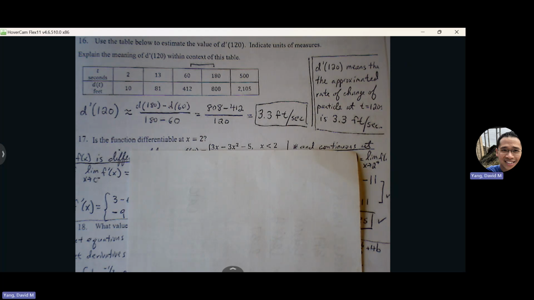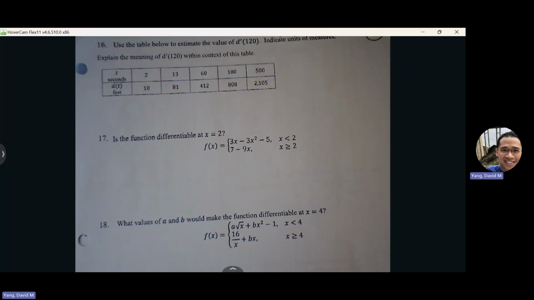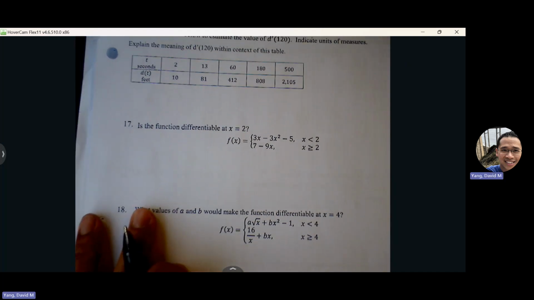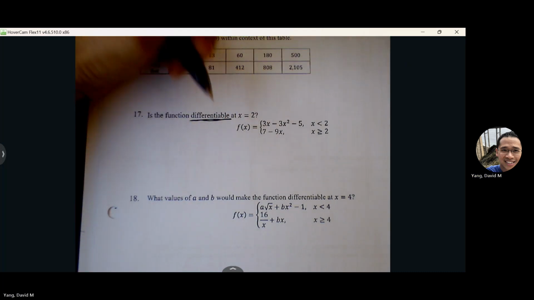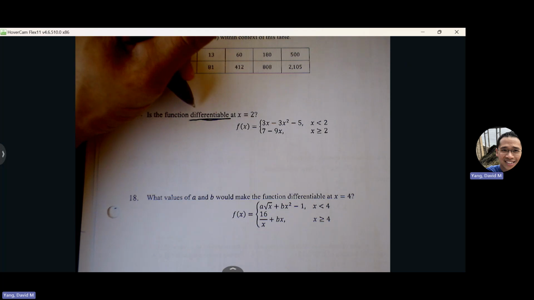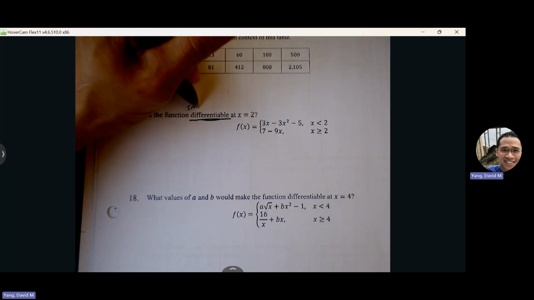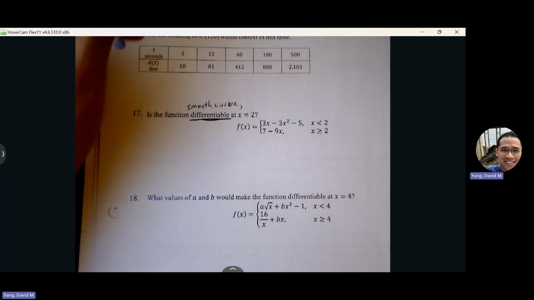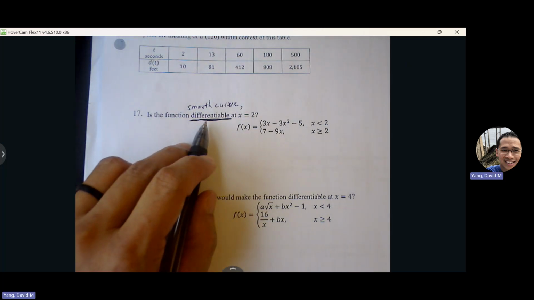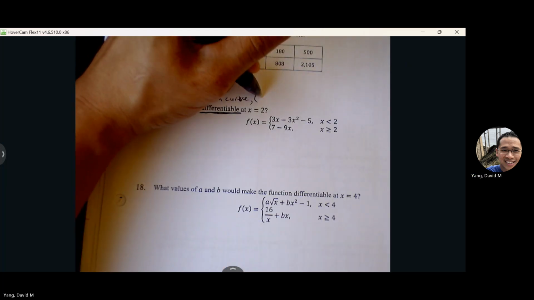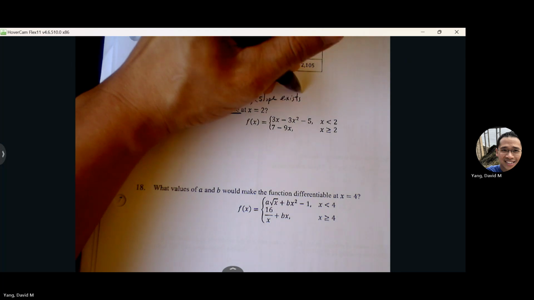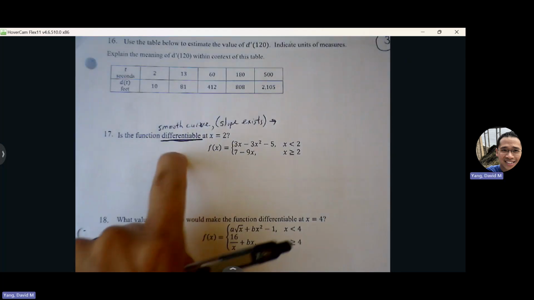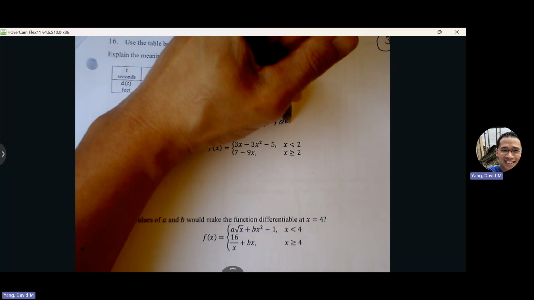All right, so number 17. Is the function differentiable at x equals 2? What does this word mean, differentiable? Smooth curve, right? But more specifically, that means my slope exists, which then also means that my derivative exists.